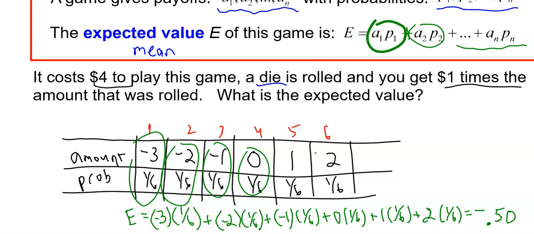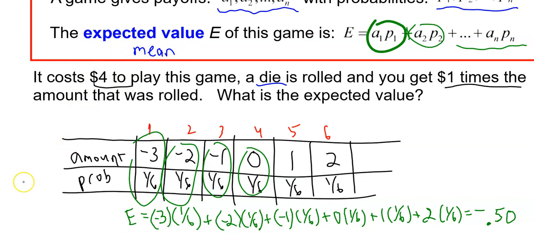If you played it 100 times, you'd lose about $50, right? You're losing 50 cents on the dollar. So you're actually losing half your money every time you play this game. That's not that good, right? We don't want to lose half of our money when we play a game, but it kind of works out like that. So it gives you the mean, or the expected value, of playing this game.